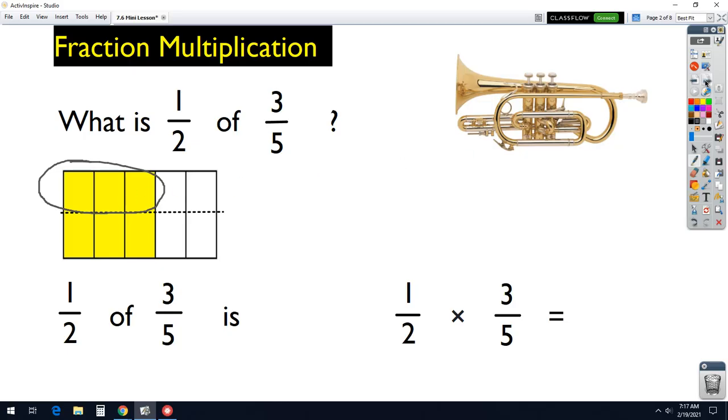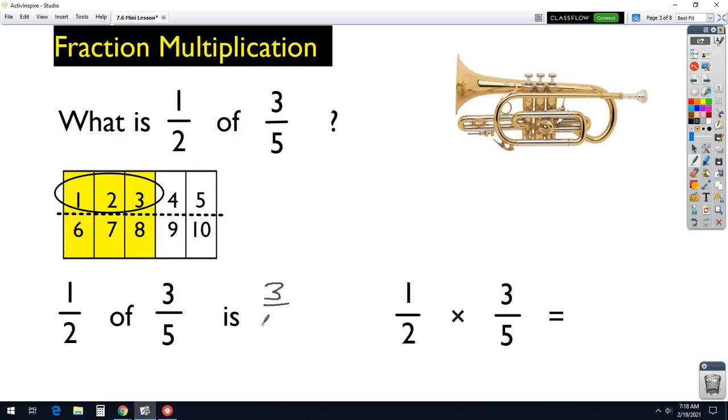If I were to actually number each of those pieces, right, I had 3/5, I'm only looking at half of that. That winds up to be 3 pieces out of a total of 10 pieces. So 3 parts out of 10 would be playing brass instruments. But how do we do that without a picture? Because we're not going to expect you to draw a picture every single time.